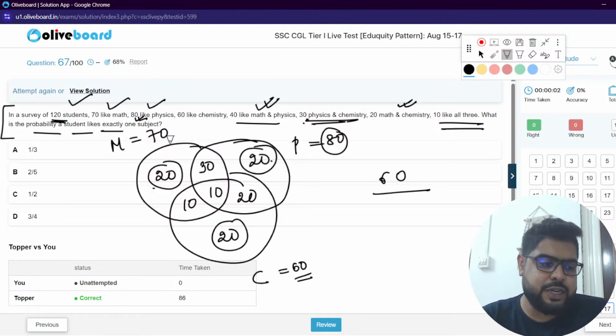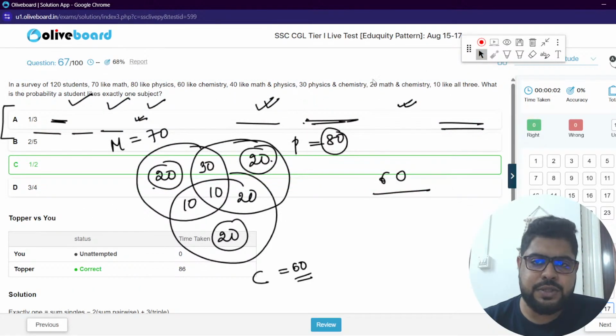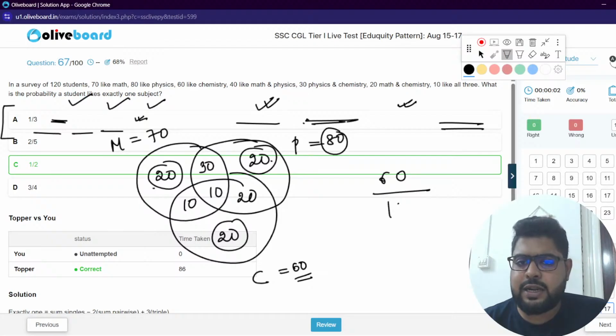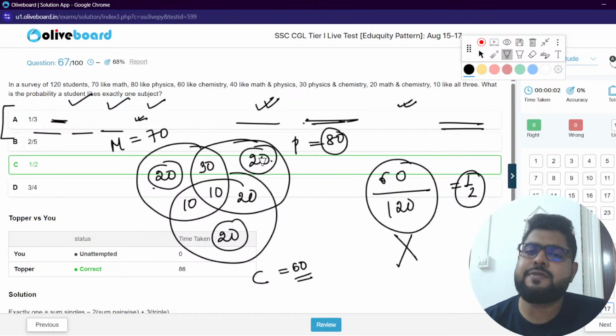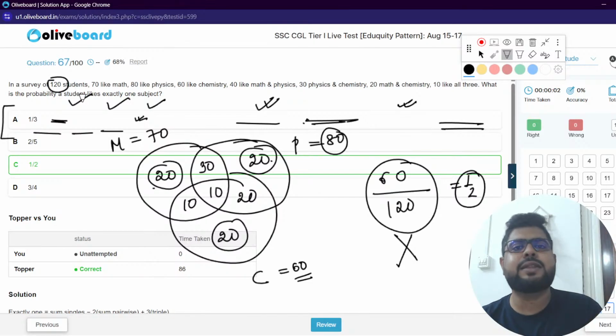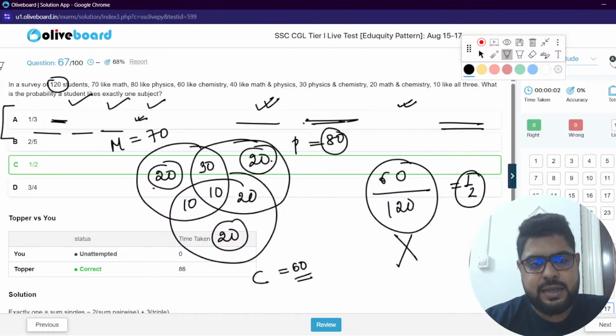Nobody has cross-checked. I guess 1 by 2 will be in the options. Yes, you see, option is 1 because they have not checked. It is 1 by 2, but again, this is not right, because if you put these values and check, you see, 20, 20, 20, 60, 80, 20 is 100 plus 30 is 130. Total students were 120. How can you get 130 students? So there is a flaw in the question.